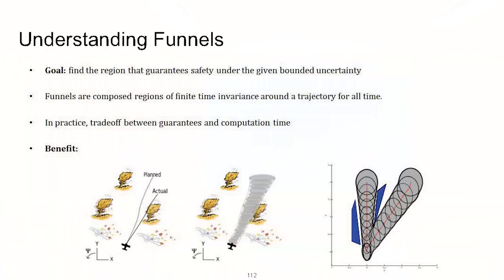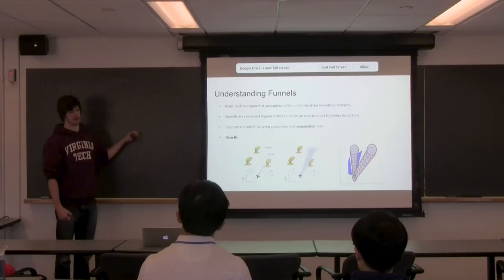Okay, so funnels: the goal is basically to find a region that guarantees your safety under a bounded uncertainty. So there are regions of finite time invariance throughout all time during that trajectory that you define. In practice, there's a trade-off between computation time and guarantees. If you compute more nodes, then you're going to be able to fill in these little gaps between each of the ellipsoids. Whereas if you use fewer, it's going to take less time to compute each ellipsoid, but it's also not going to be as guaranteed.